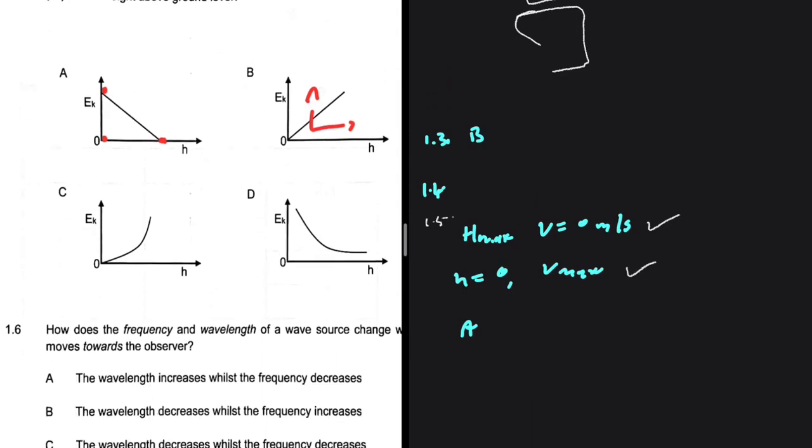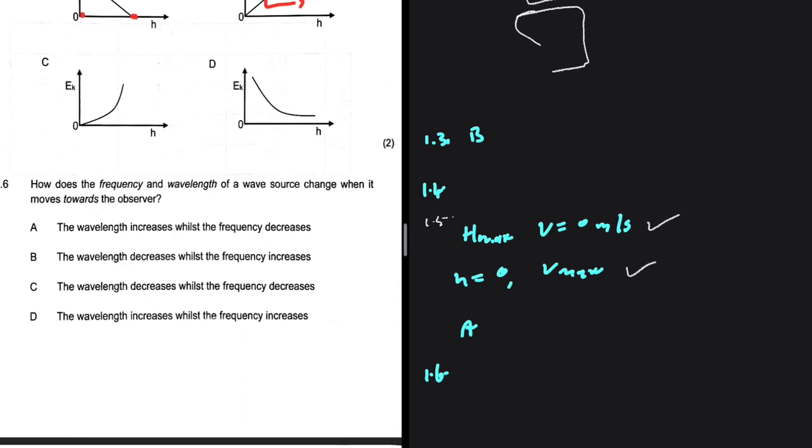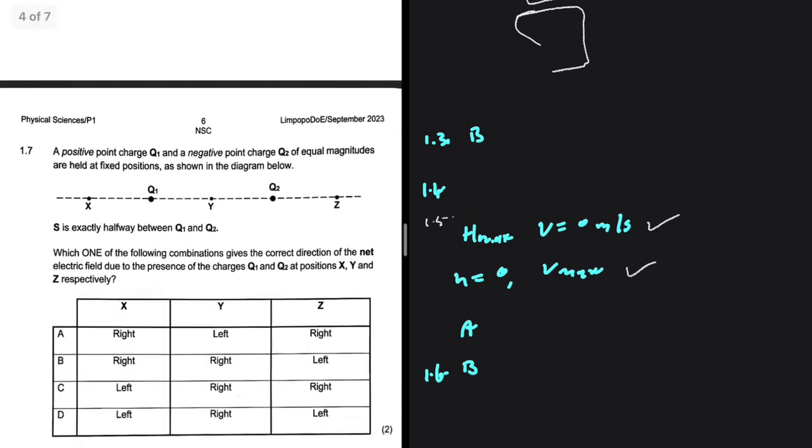Let's go ahead and do 1.6. How does the wavelength and frequency of a wave source change when it moves towards the observer? That's quite an easy one. When a sound source is moving towards an observer, the wavelength is going to decrease and the frequency is going to increase. So that is the option we're looking for. Wavelength decrease, frequency increase. So option B, the answer to 1.6.